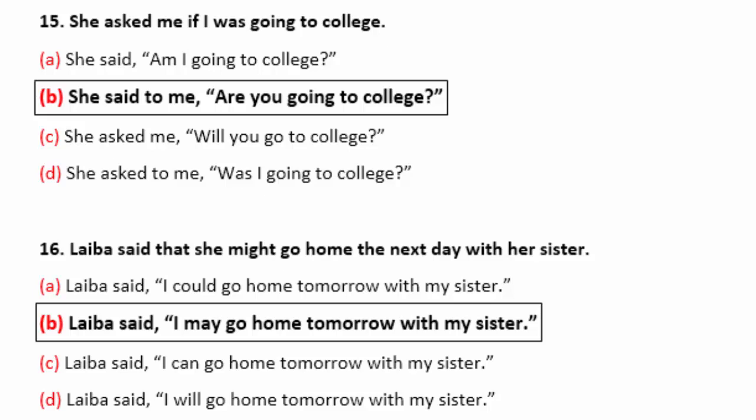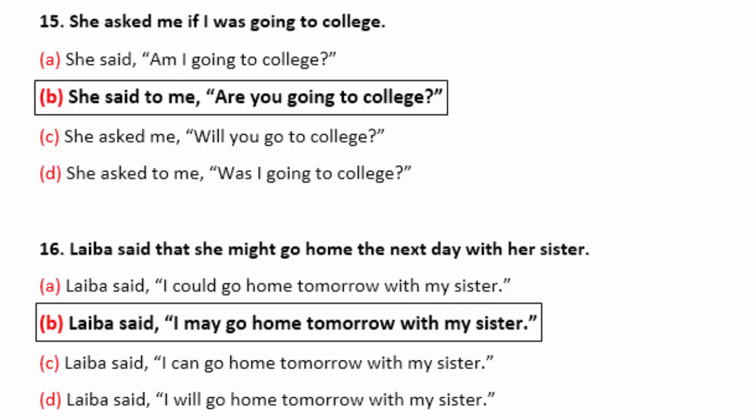Are you going to college? is an interrogative sentence in direct speech. Sentence number 16: Laiba said that she might go home the next day with her sister. This is also an indirect sentence given in the question and you have to choose the correct direct sentence for this sentence. Out of four options A, B, C and D, option number B is correct.